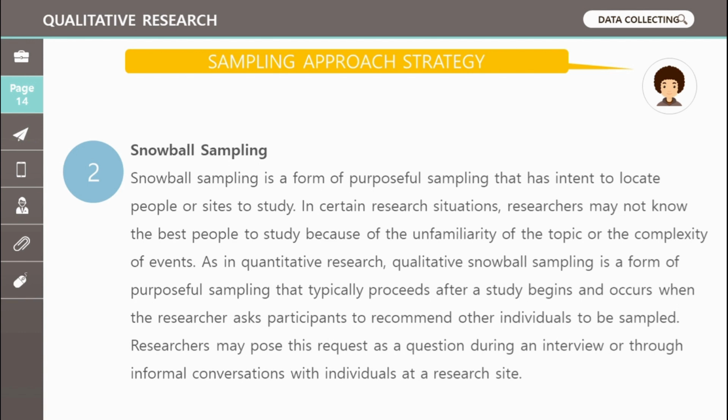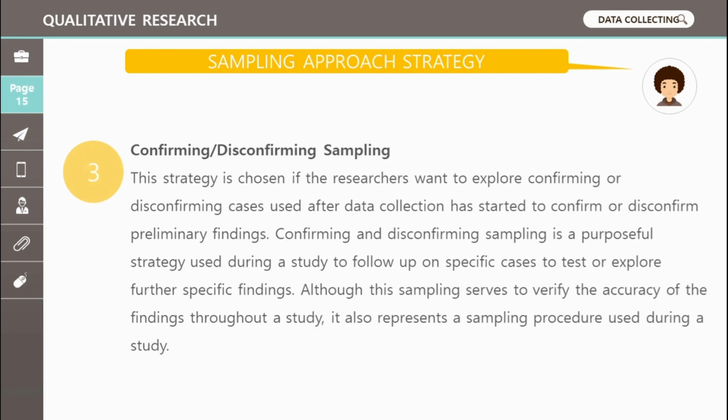As in quantitative research, qualitative snowball sampling is a form of purposeful sampling that typically proceeds after a study begins and occurs when the researchers ask participants to recommend other individuals to be sampled. Researchers might pose this request as a question during an interview or through informal conversations with individuals at a research site. The last strategy is confirming or disconfirming sampling.